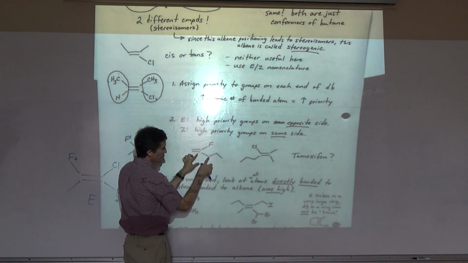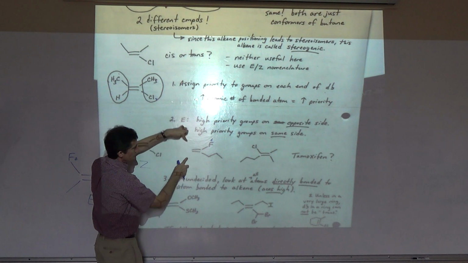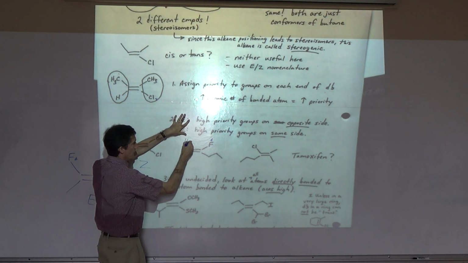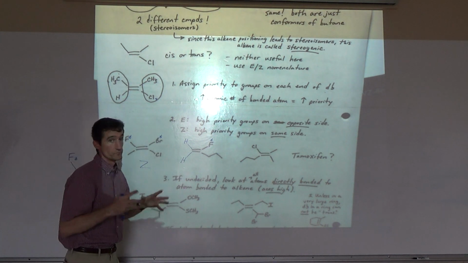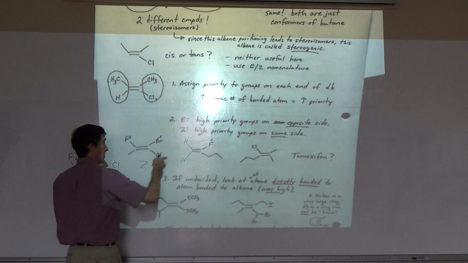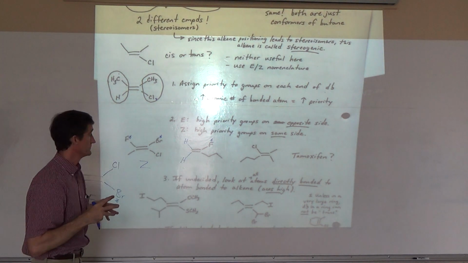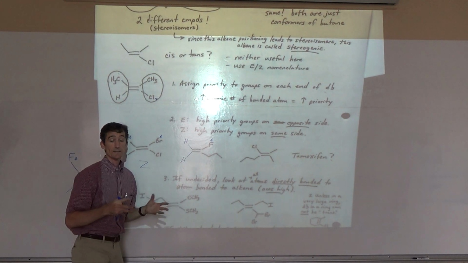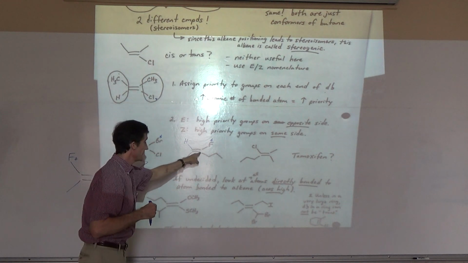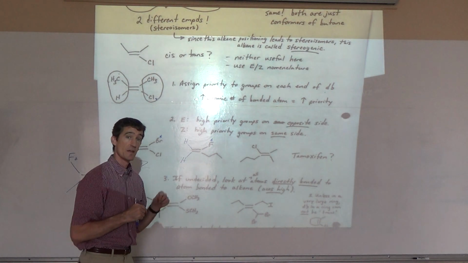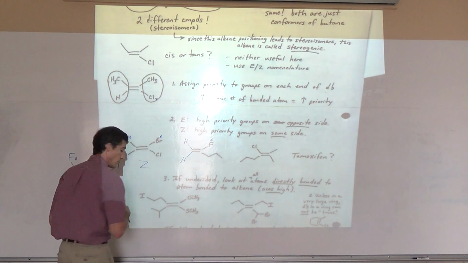On this end, F or carbon, F. On this end, H or H. That's an H there, right? H or H. There's no answer. They're the same. How are we going to do E or Z? Well, we can't. And this tells us this alkene is not stereogenic. There is no cis-trans isomer here. Why not?